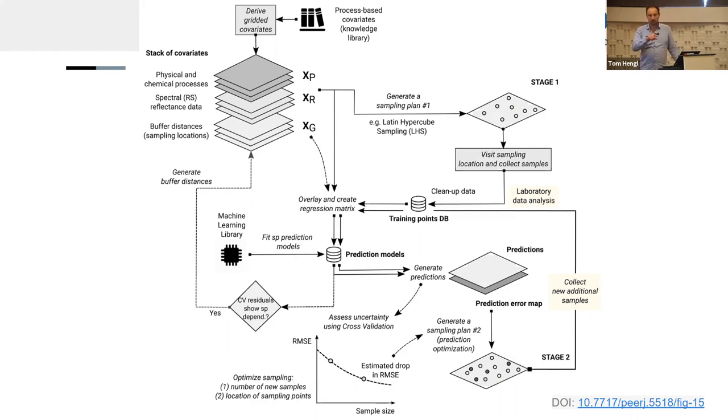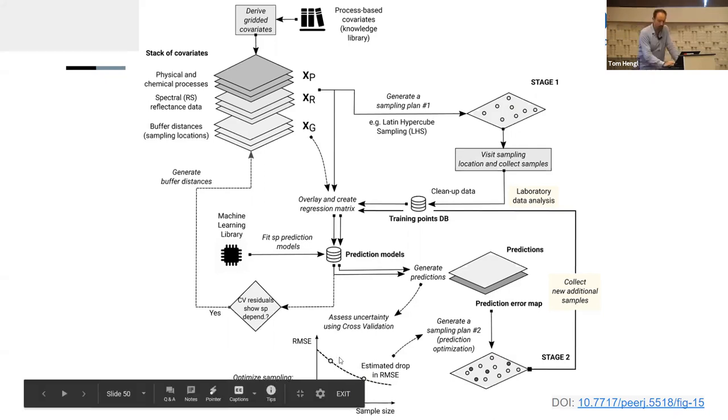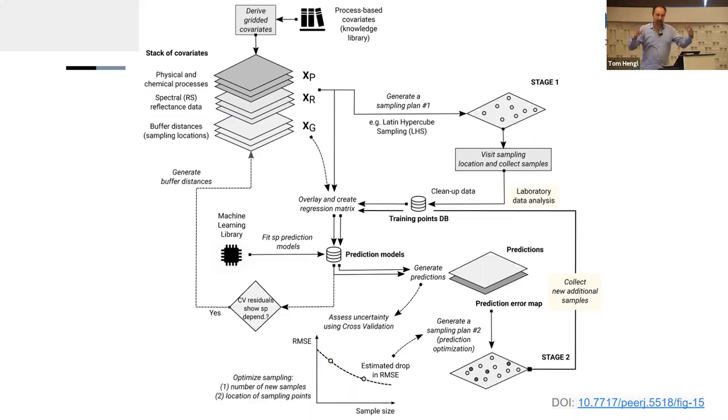So this is actually going back to the field. In stage two, you go back to the field. You can fit an empirical model to estimate the drop in RMSE. If you do the first stage sampling with 1,000 points, you can subset these 1,000 points to 100 points, refit the models, and see what happens with accuracy. So you simulate the second stage.